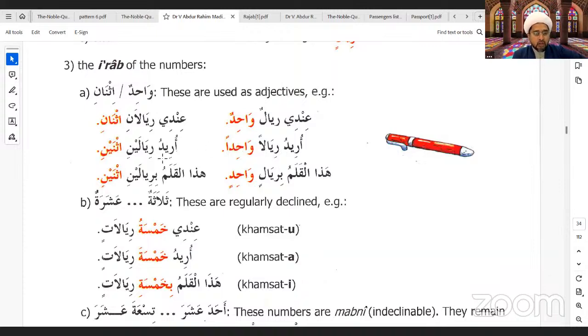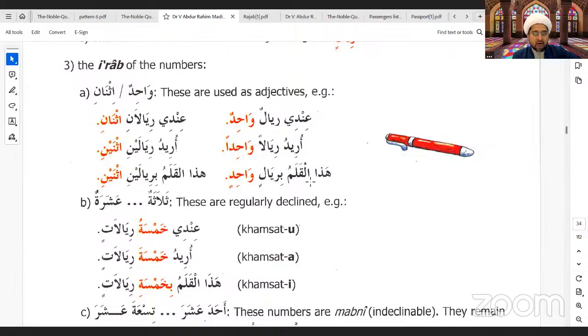But here, uridu rialaini ithnaini. So here, rialani has become changed to ya noon with a kasra. So ya noon with a kasra is the i'rab for the dual nouns. So all dual nouns, when they come in the state of an object for a verb, they will change to ya noon kasra preceded with a fatha, rialaini ithnaini.